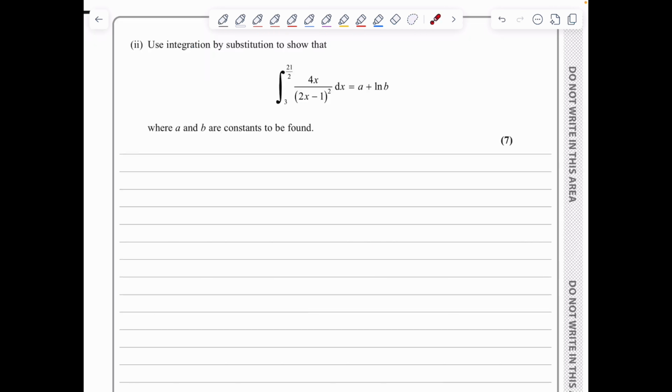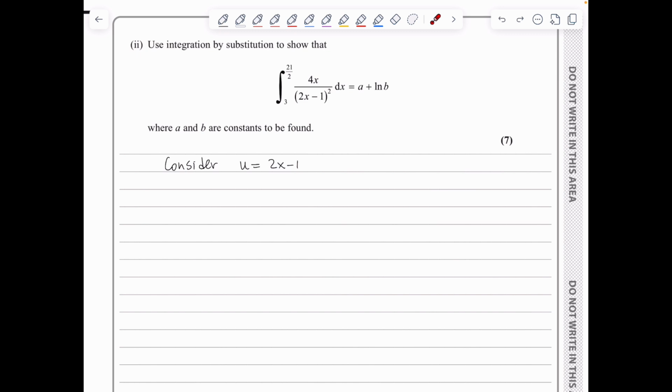In II, we need to use integration by substitution to show that the given integral here gives me a plus ln b, where a and b are constants to be found. Well, we know that in integration by substitution, we're trying to re-express the given integral into a simpler integral that can be found analytically. So in this case, we can see that the 2x minus 1 squared is what's making the given integral more complicated. So I'm considering setting u to be 2x minus 1.